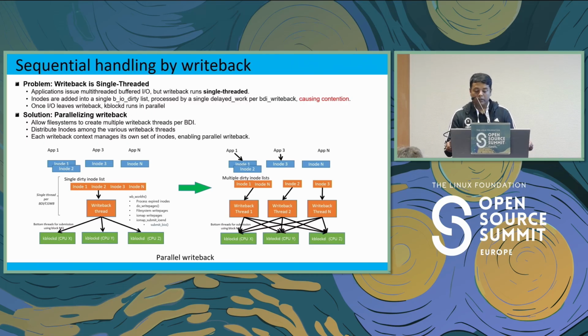So the solution for this is parallelizing writeback. It means creating multiple writeback threads and distributing the inodes amongst these writeback threads. So this is the parallelism which helps in improving the IOPS, and it has been a bottleneck for a long time in the Linux kernel.